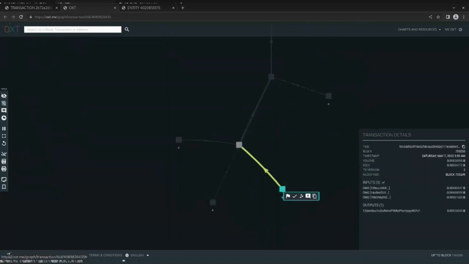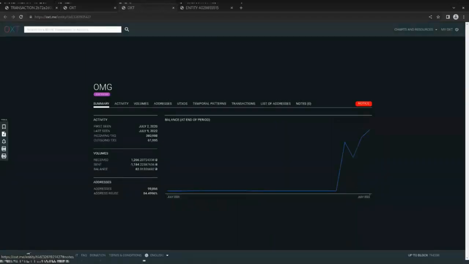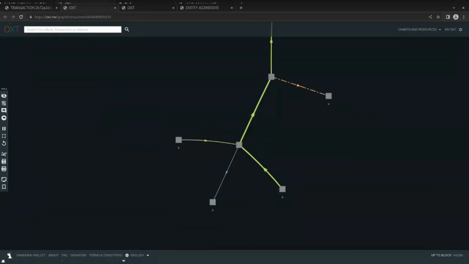This input happens to be a withdrawal from another Russian darknet market, OMG market. This cluster is relatively young. There may be a secondary cluster with this market that it just hasn't merged with yet. But we'll just keep that in mind for now. So another withdrawal from a darknet market.